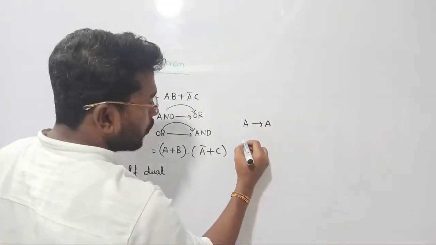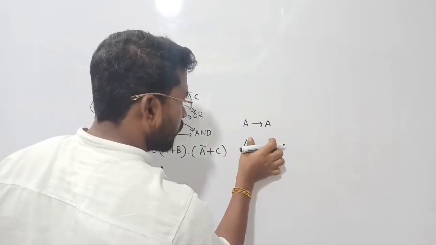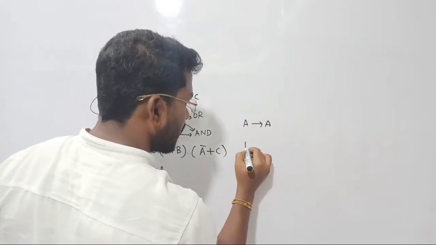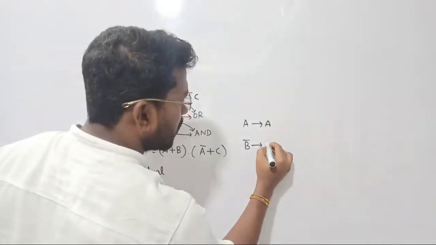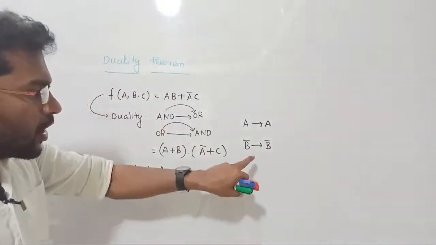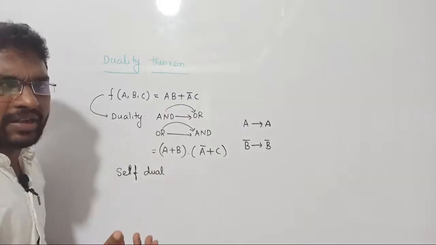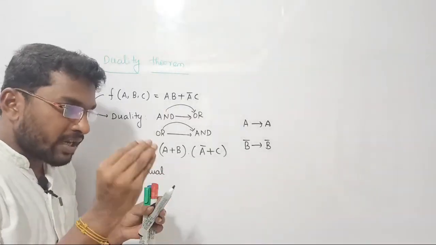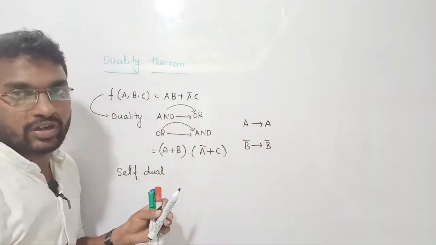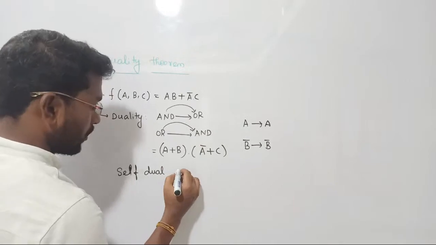Suppose I consider one more variable, b bar. If I take the self dual, then b bar self dual will become b bar only. You see, do you have any dots or plus signs here? No. So you'll have some other examples. Self dual means that even if you take the dual of a function, you again get the same function, then that is called self dual, right?